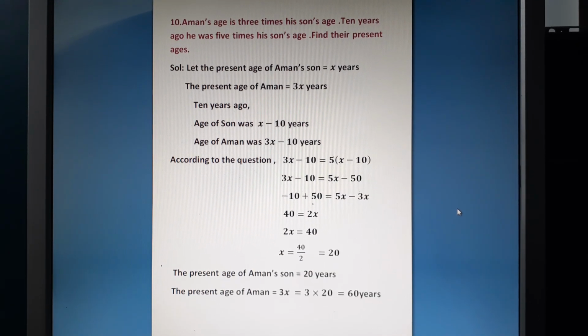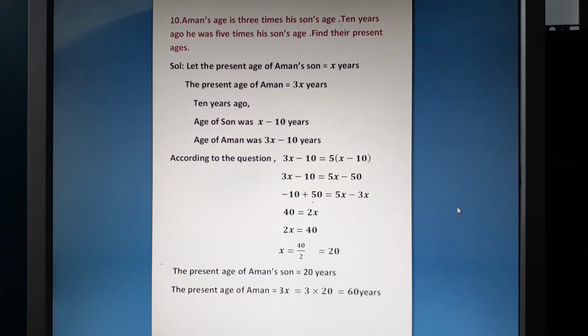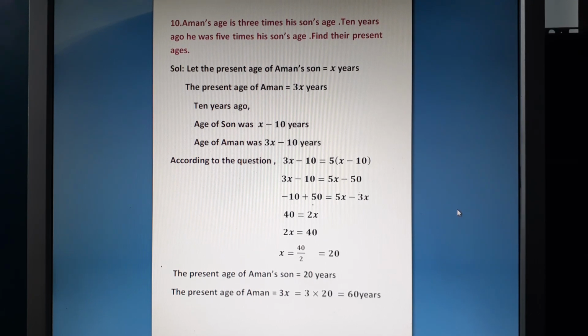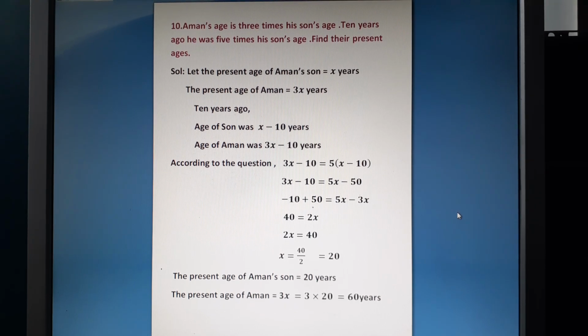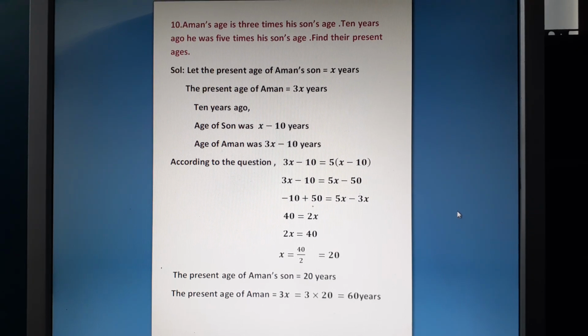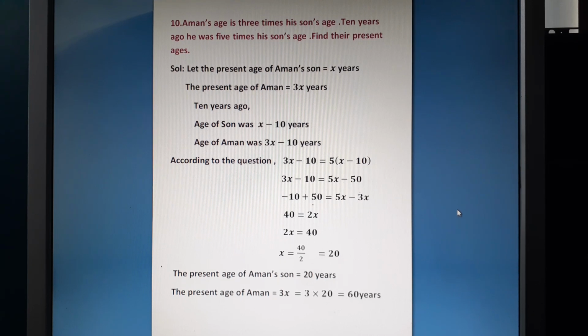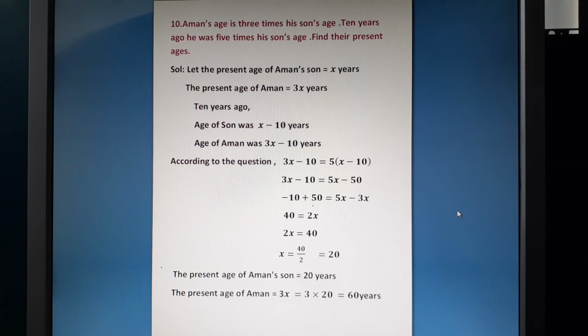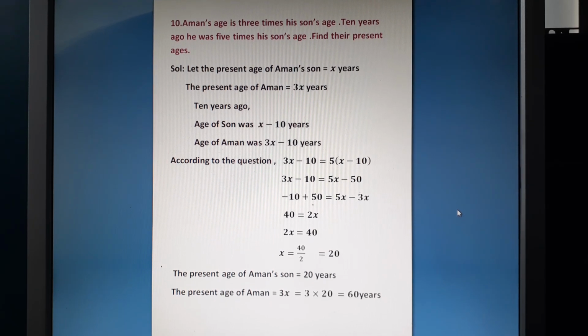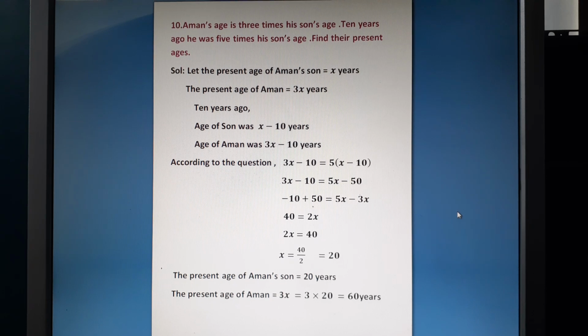Question number 10. A man's age is 3 times his son's age. 10 years ago, he was 5 times his son's age. Find the present ages. In this problem, we have to find the present ages of Aman and Aman's son. Let the present age of Aman's son be x years. The present age of Aman will be 3x years, because Aman's age is 3 times his son's age.